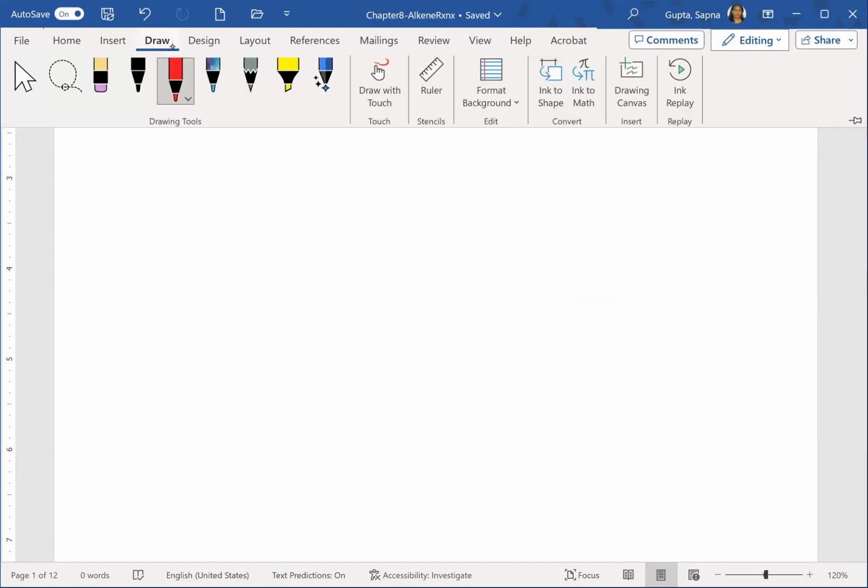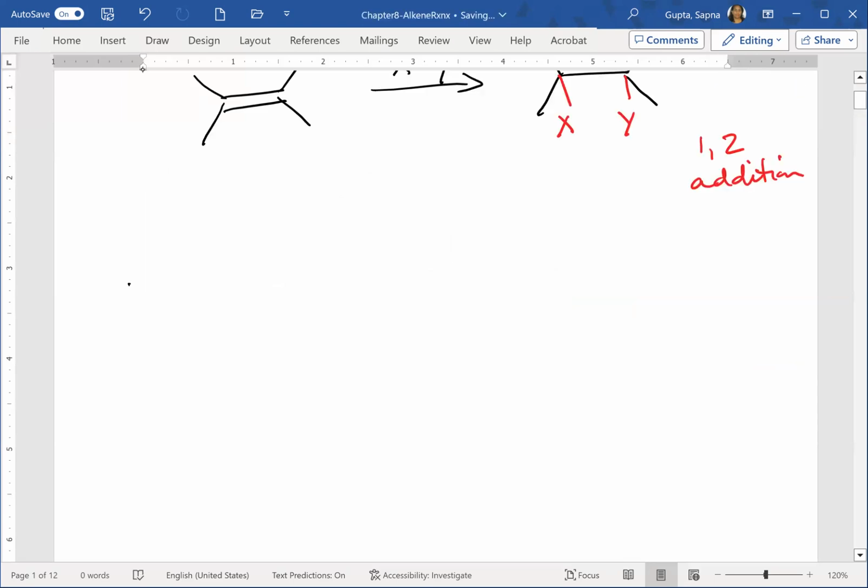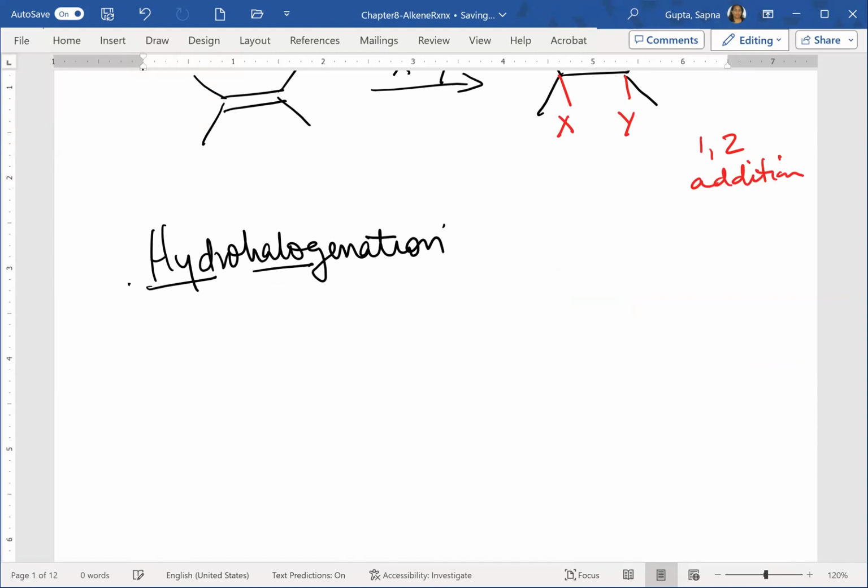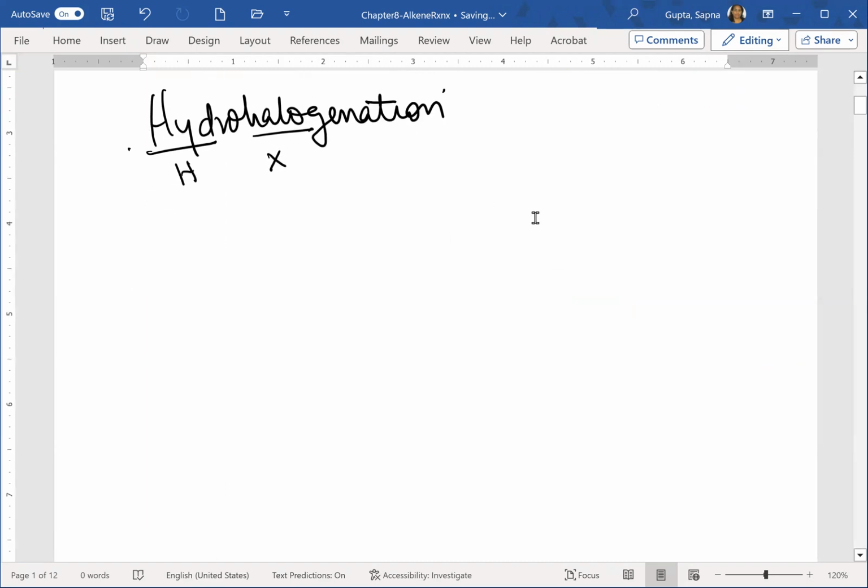The thing about these reactions that is really good is that once you understand one of them, the rest of them will be a lot easier. So hydrohalogenation. So hydro and then a halogen is X. Okay, X meaning fluorine, chlorine, bromine, iodine. And again, we don't usually work with fluorine, so it's either HCl, HBr, or HI.